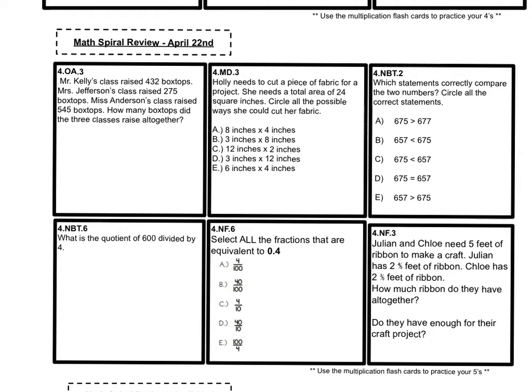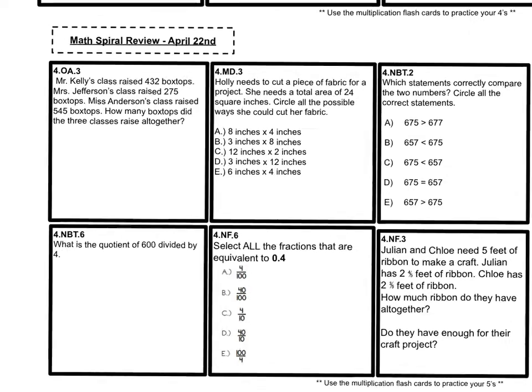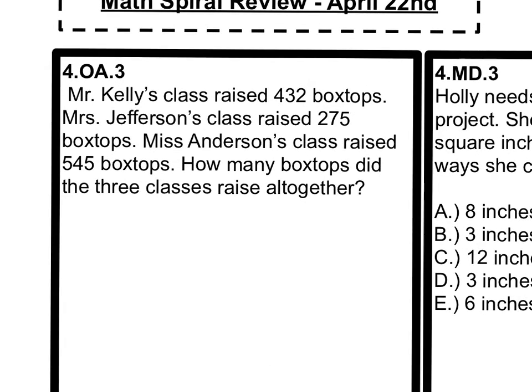This is Miss Otter. We're going to go over these 6 problems and hopefully this helps you out a little bit. So the first question says Miss Kelly's class raised 432 box tops. Miss Jefferson's class raised 275 box tops. Miss Anderson's class raised 545 box tops. How many box tops did the 3 classes raise all together?